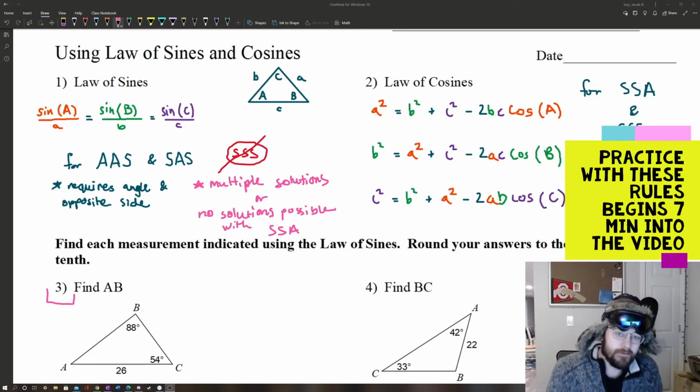Hi, welcome to using law of sines and cosines. This is going to be how to use law of sines and cosines.